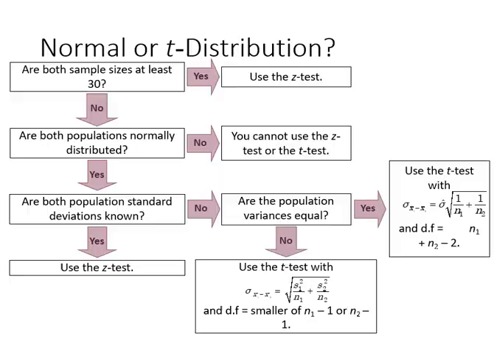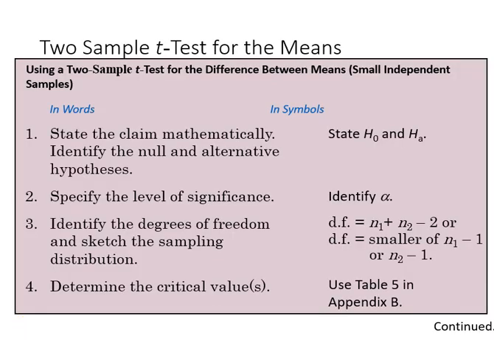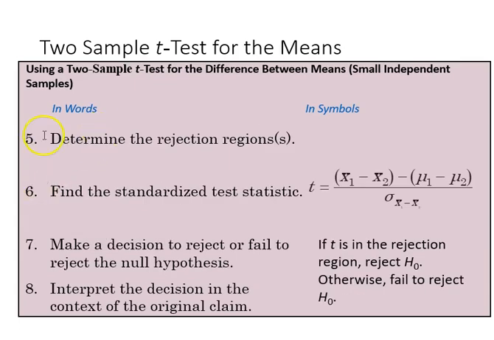If no, then we have to figure out whether we use the t-test with the assumption of equal variances or not. So these are the steps for conducting our two-sample t-test for difference of means. We first state the claim mathematically with our H0 and HA specified. We then identify our alpha level for the confidence interval. We identify the degrees of freedom using the sample sizes and sketch the sampling distribution. We then determine critical values using our t-distribution this time. We next determine the rejection regions and then find our test statistic using the equation that we showed previously. We make our decision to reject or fail to reject and then interpret that decision in the context of the original claim.